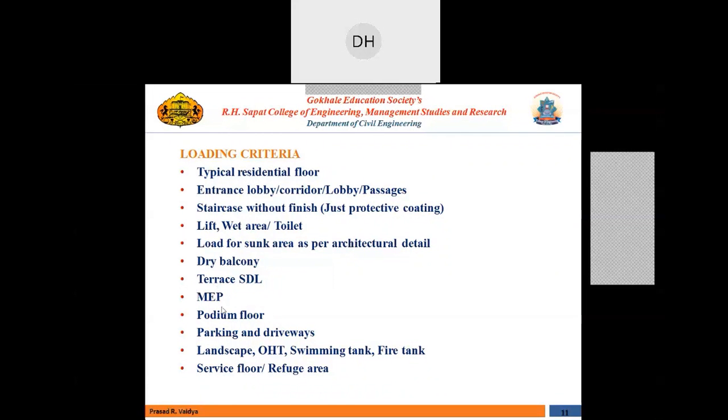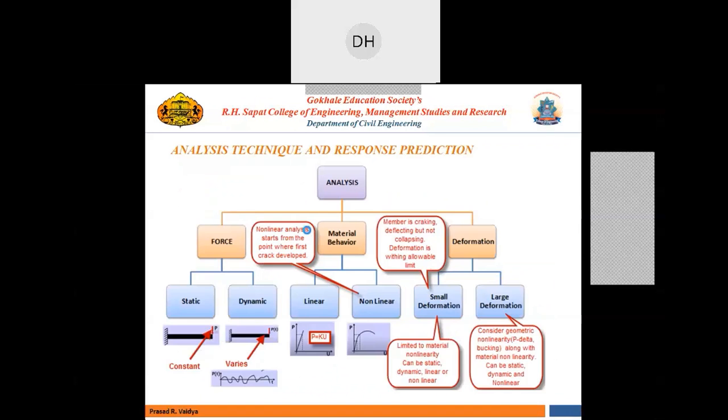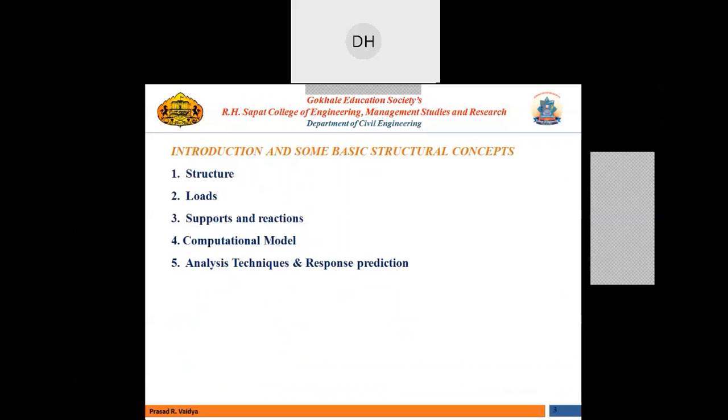Then some loads like mechanical, electrical and plumbing services, MEP loads, like pipes, and then maybe water tanks, whatever. Maybe DGs, transformers, that load is new for you. And these other loads are also there based on the architectural requirement, right? So that's it for the basic things.